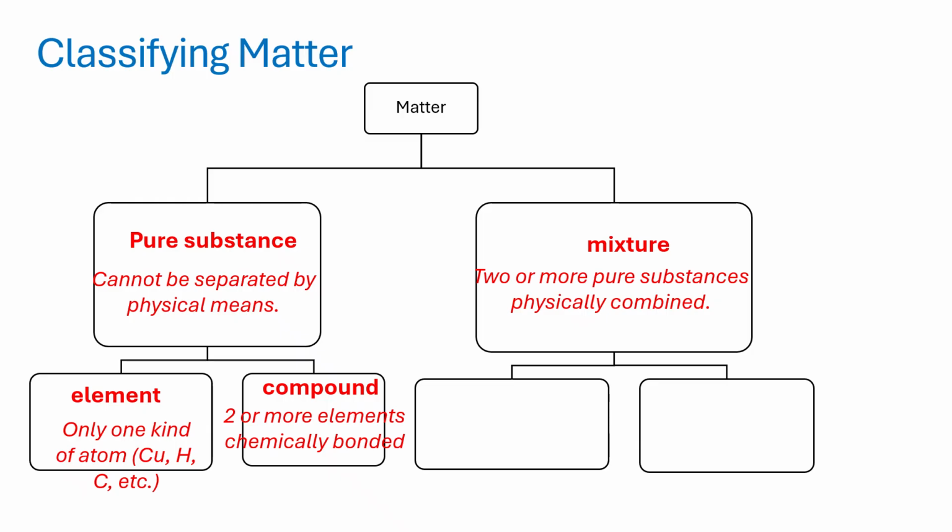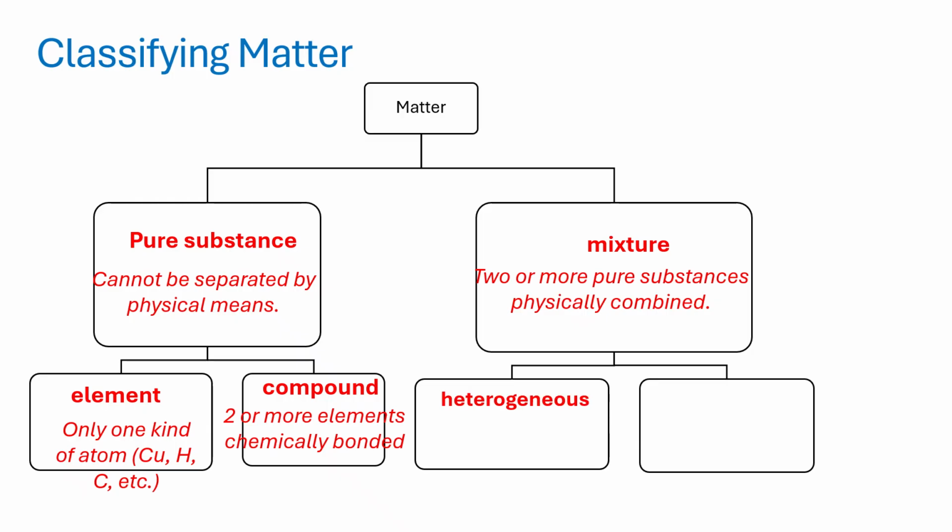But even though they're made up of multiple elements, they are chemically combined, chemically bonded. So you can't just boil water and separate hydrogen and oxygen because boiling is a physical process. You would have to do a chemical reaction to separate those two elements from each other.